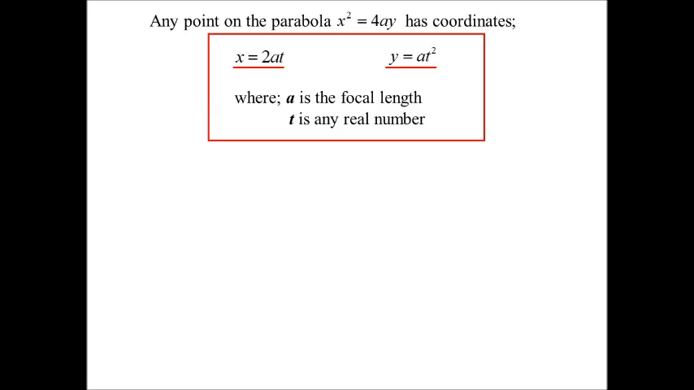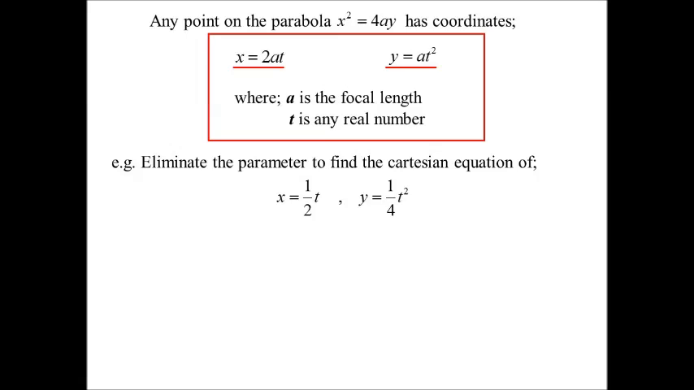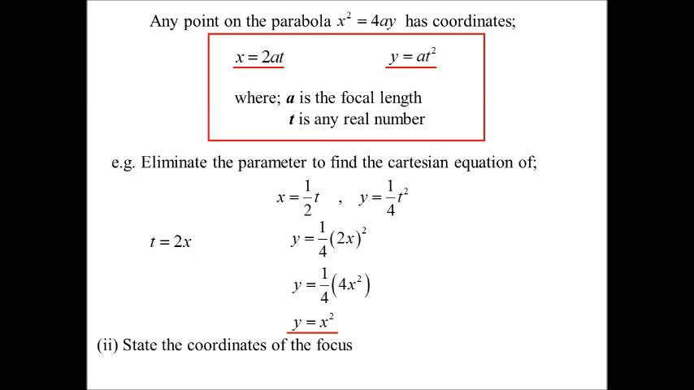Right, so here's a different parabola. We've got x equals a half t, y equals a quarter t squared. We want to work out what is the Cartesian equation. So eliminate the parameter. t I could rewrite as 2x, substitute it into the other one, and what do you know? It's y equals x squared, our basic parabola. Take the coordinates of the focus. Well, a is a quarter. 2at, at squared. So a is a quarter, so our focus is (0, a quarter).